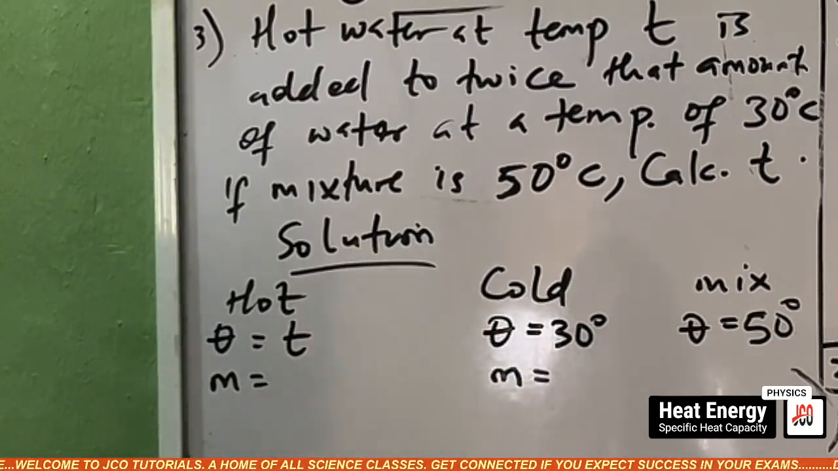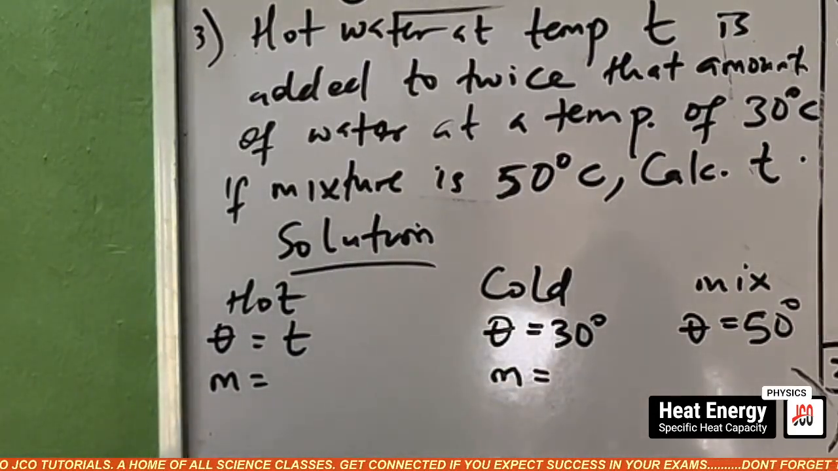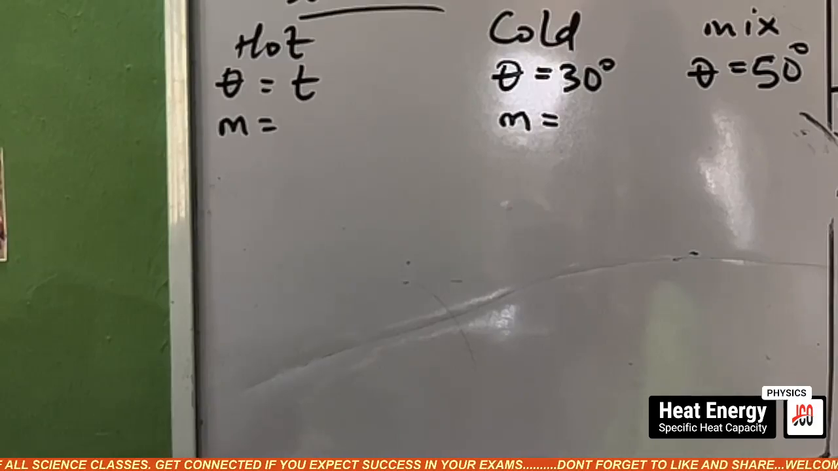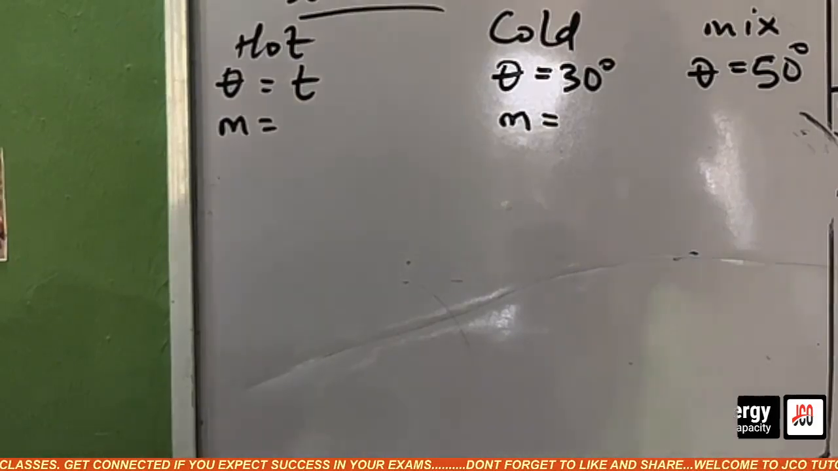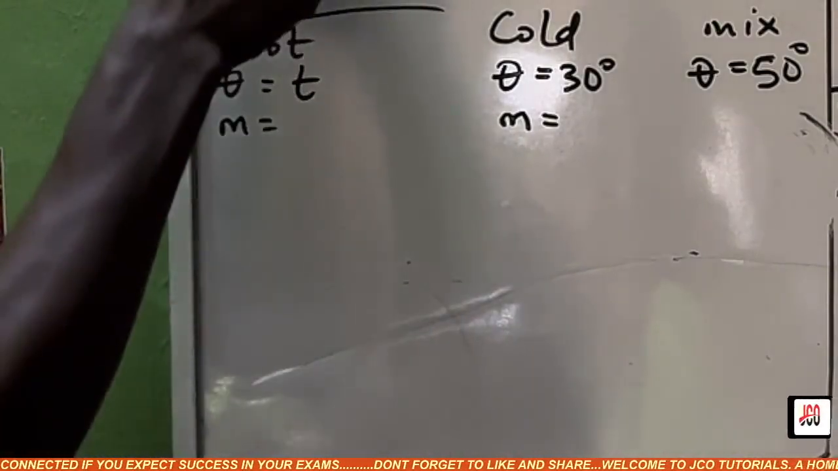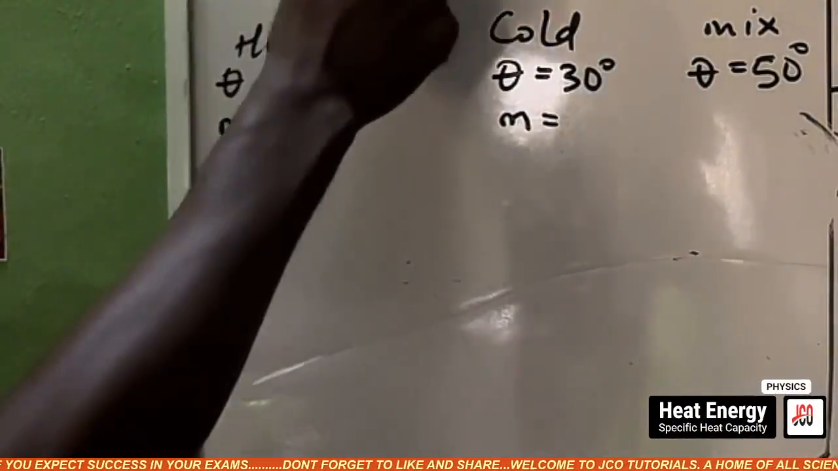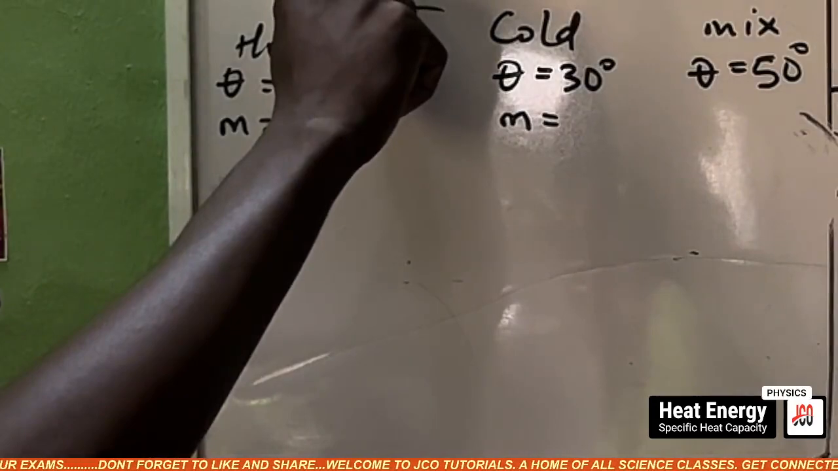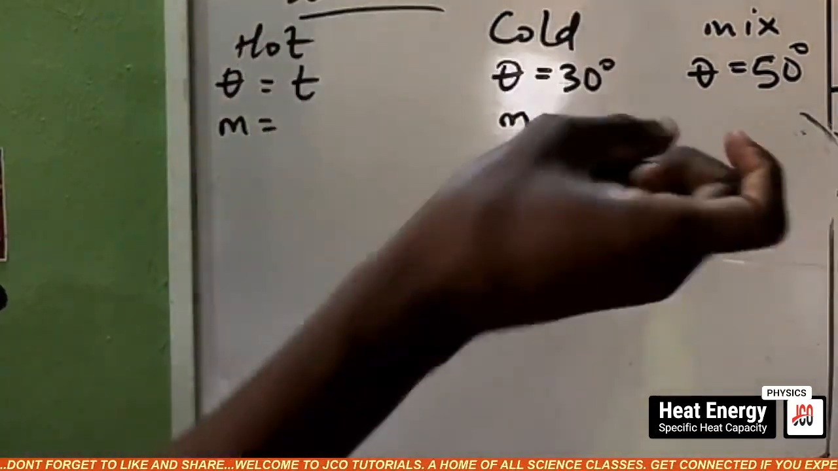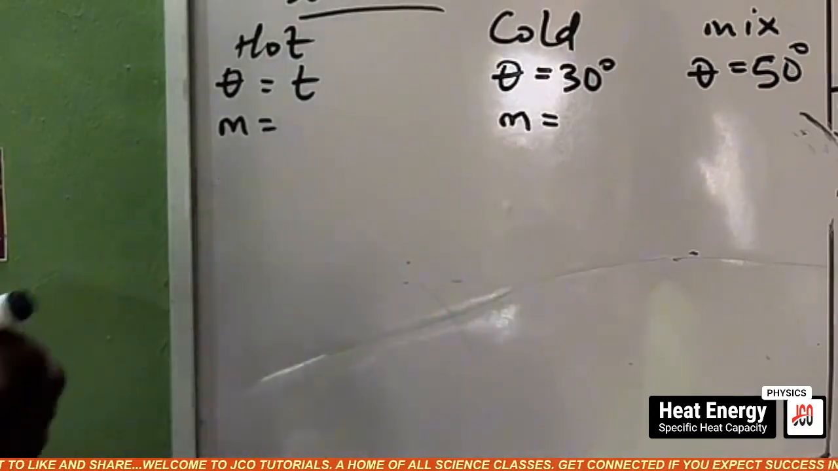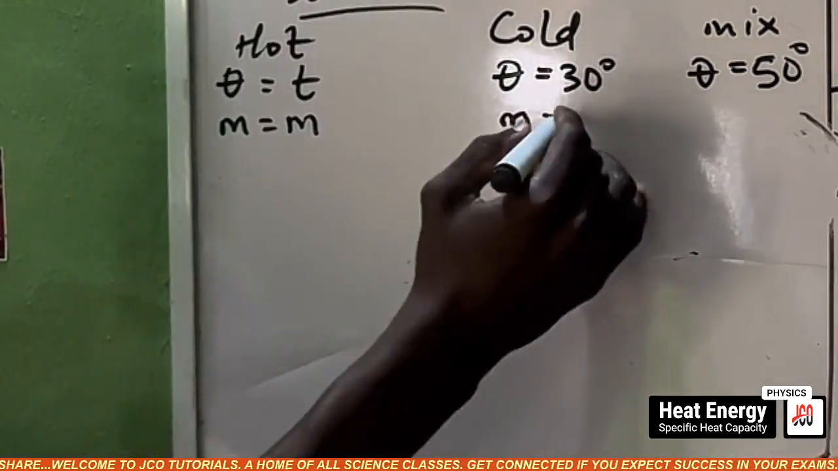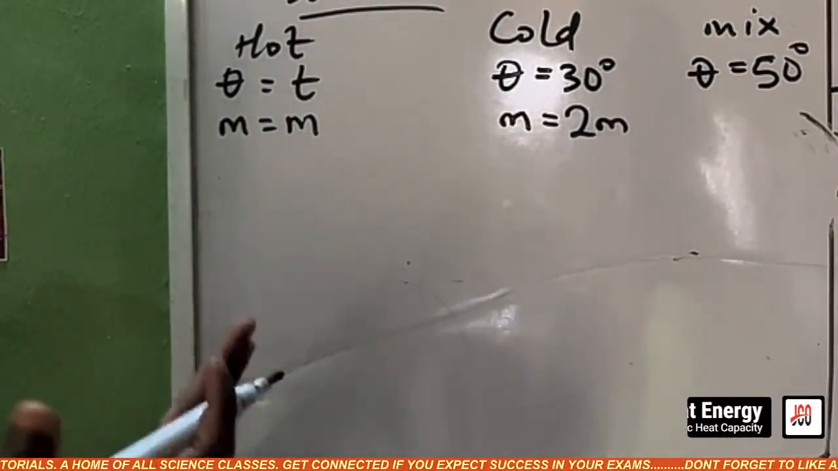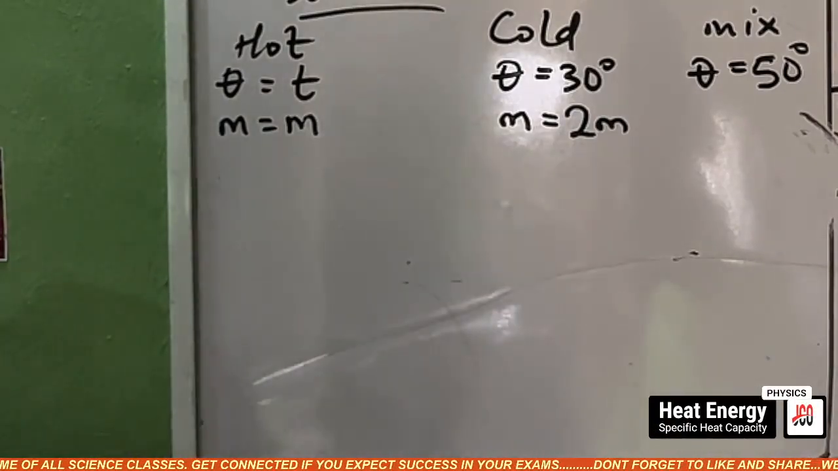The next thing we want to look at now is the size, the mass. Who is times 2 of who? Is it the hot that is twice of the cold, or the cold is twice of the hot? Watch it. Hot is added to twice the amount of water. So you're adding hot to twice of its own original size. If the hot is M, you're adding it to twice of its size. So it is cold that is twice of what you have as hot.